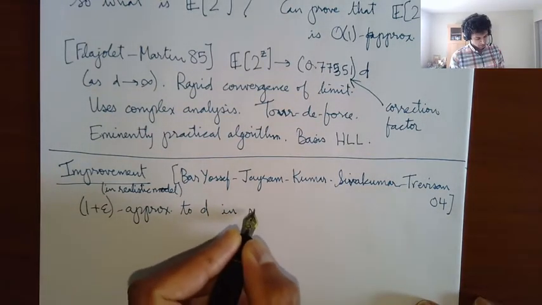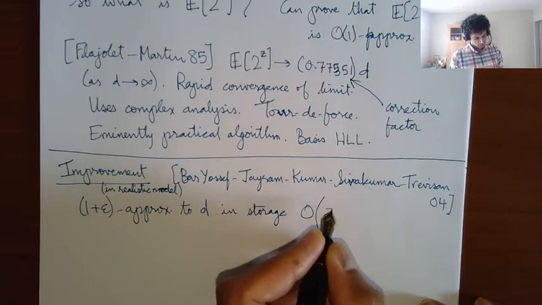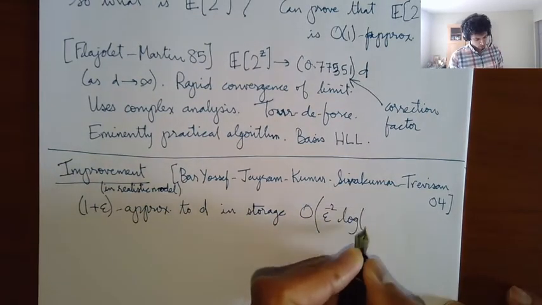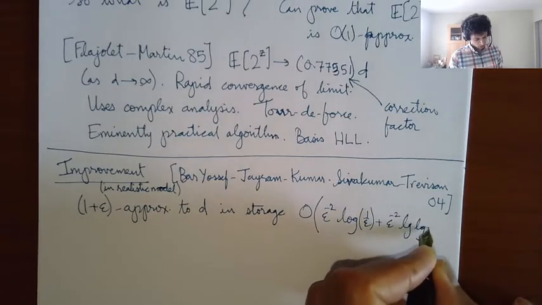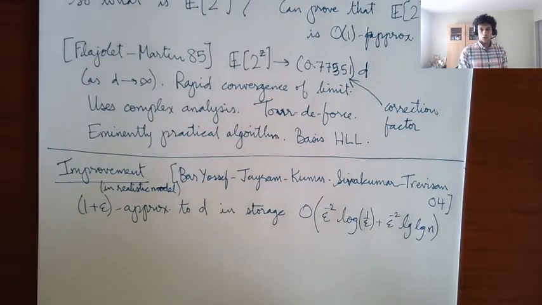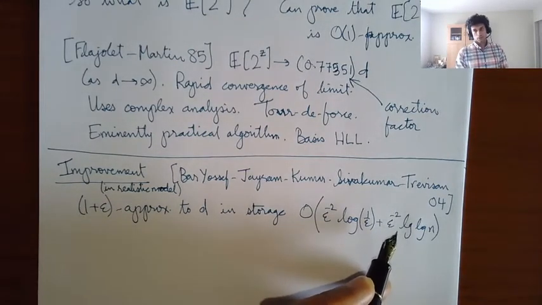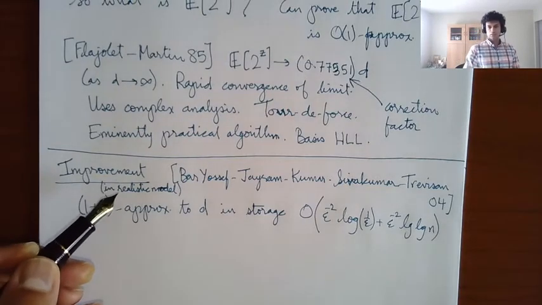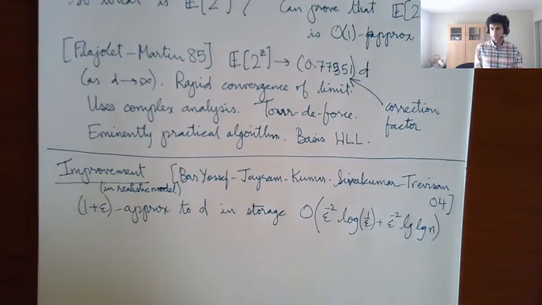So they give a 1 plus epsilon approximation to D in storage which is essentially O of epsilon to the minus 2 log 1 over epsilon plus epsilon to the minus 2 log n. So they get the log n dependence, and they say, well, if you're willing to pay a 1 over epsilon square, then you can get a 1 plus epsilon approximation. And even though this is not in the theoretical model, one can generalize this to the theoretical model with an additional term, and again, I'll talk about this in the next lecture.